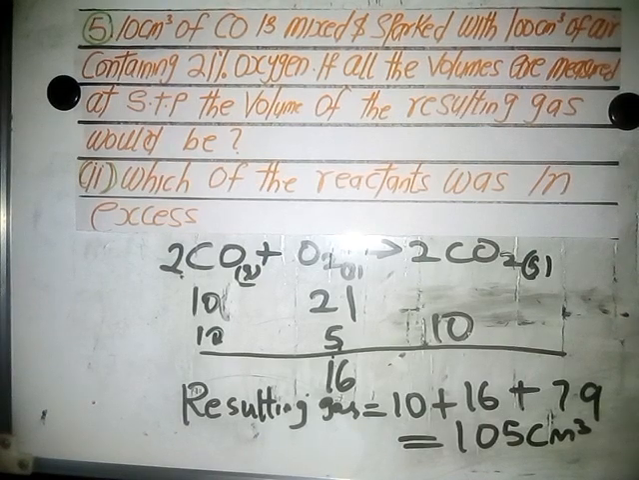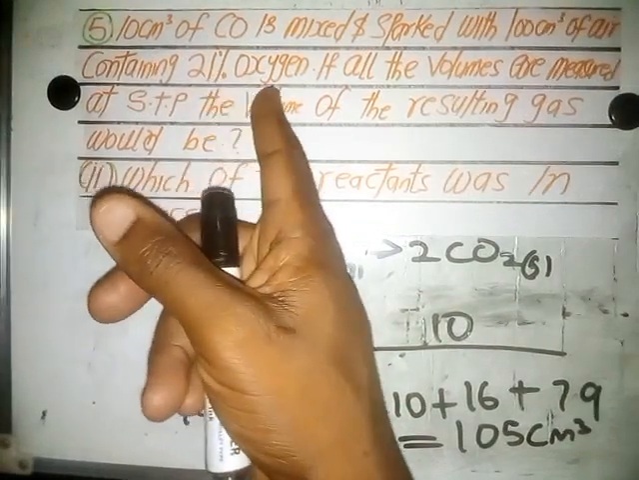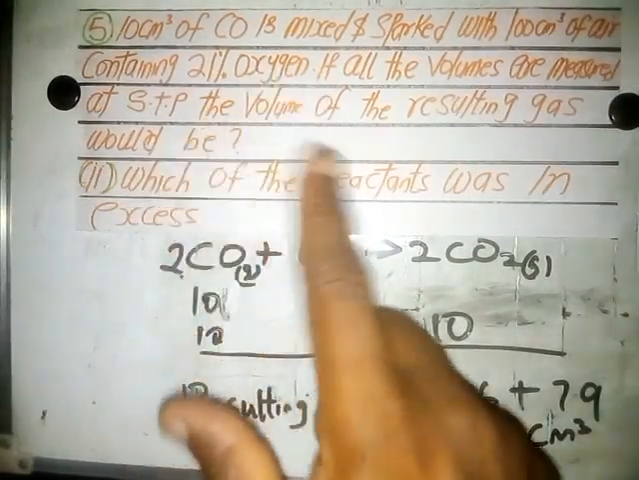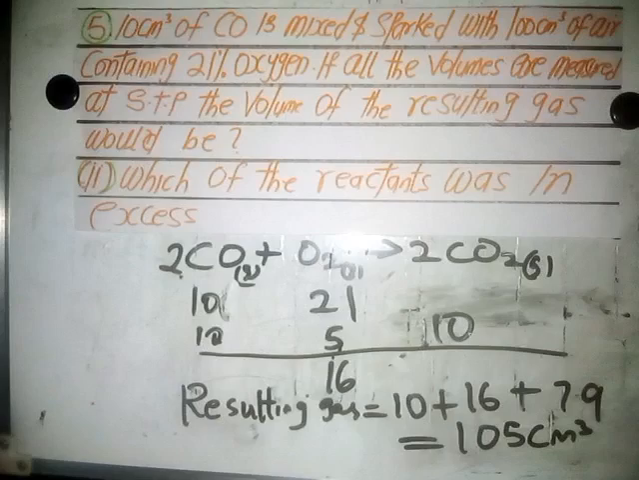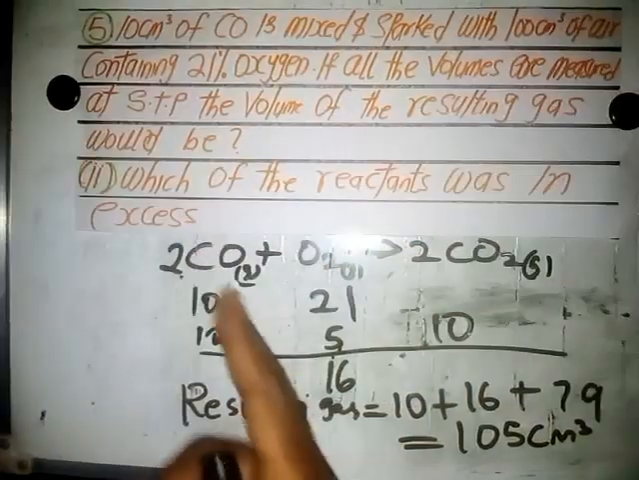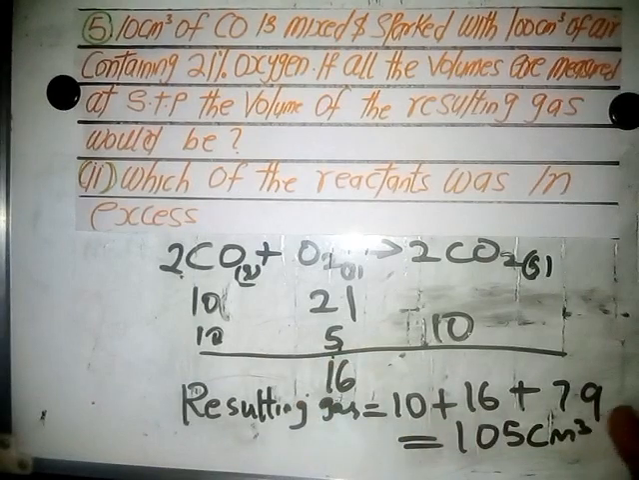Don't forget how we get 79. Because 21% is oxygen, the remaining 79 did not react. We only used 21 cm cube. The remaining 79, we have to add it to the resulting or residual gas. So that's why this answer is 105.